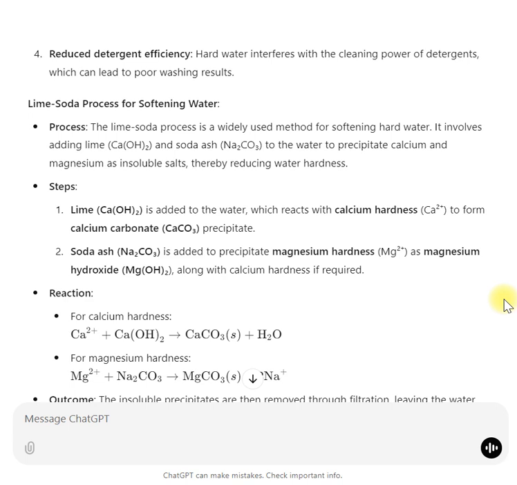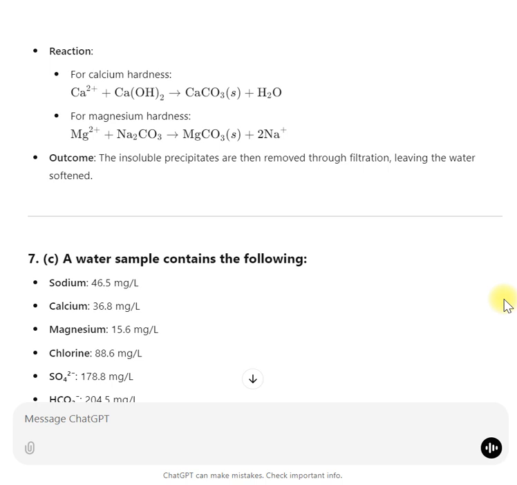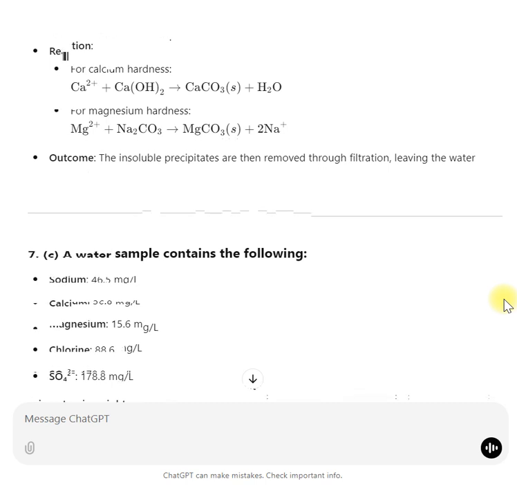Reaction. For calcium hardness, Ca2+ plus Ca(OH)2 gives CaCO3 precipitate plus H2O. For magnesium hardness, Mg2+ plus Na2CO3 gives MgCO3 plus 2 Na+. The insoluble precipitates are then removed through filtration, leaving the water softened.